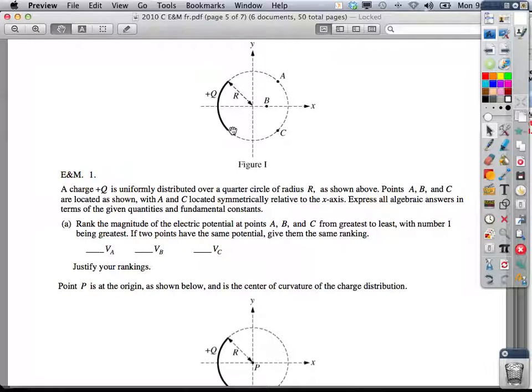on this little thing Q. Now, rank the magnitude of the electric potential at points A, B, and C from greatest to least, with number 1 being greatest. So, what is the equation, the general equation for electric potential?